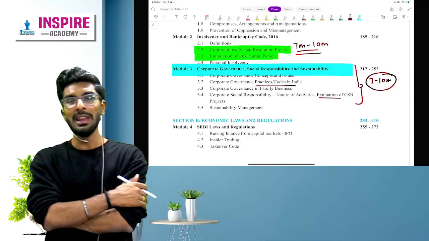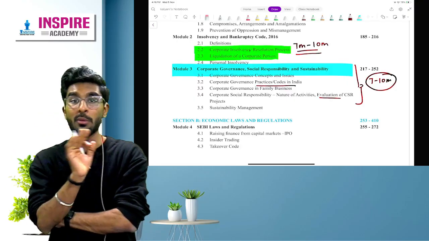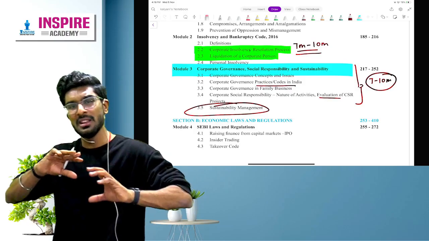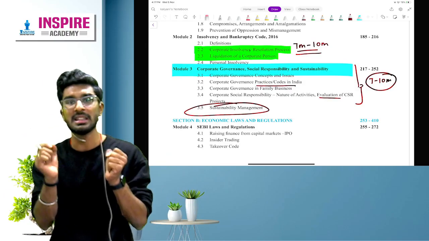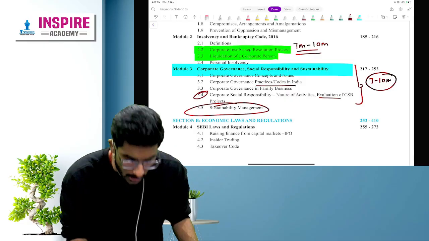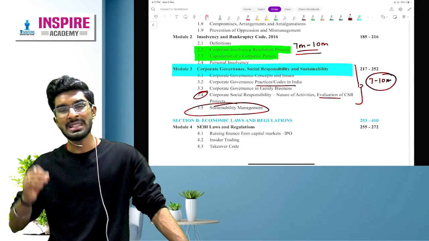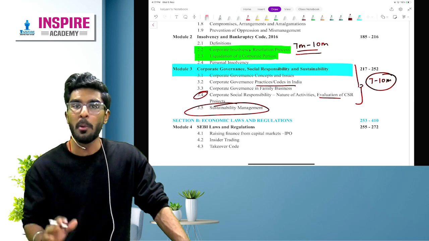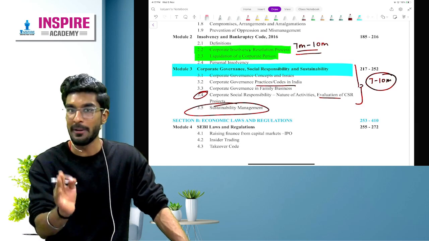So 2 subchapters remain. You don't have to worry. Why? Because 3.5 is a very small subchapter, that is sustainability management. Now sir, what about 3.4? People, if you ask me, 3.4 is, in my opinion, the most important subchapter for your CMA final law exam.